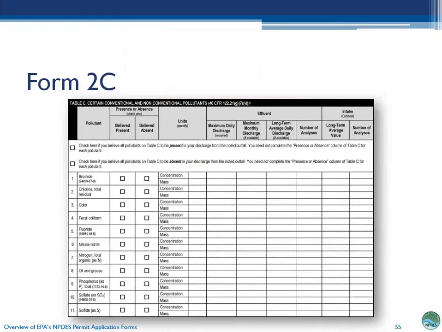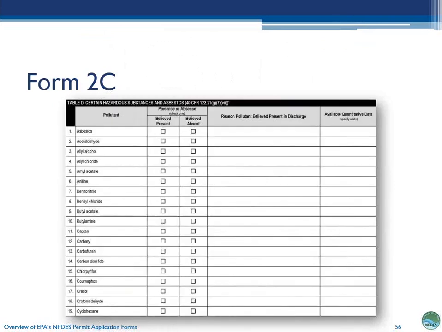Table C collects information on additional conventional and non-conventional pollutants. To complete Table C, applicants must check believed present or believed absent. Applicants subject to effluent limitation guidelines that limit pollutants directly or indirectly, and applicants who believe pollutants may be present in their facility's discharge must provide effluent testing data for those pollutants.